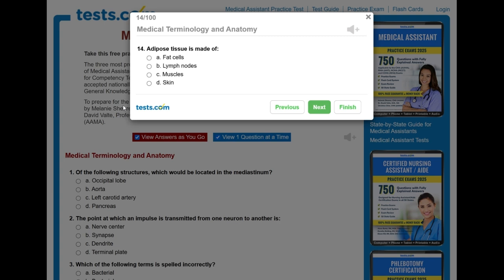Question 14. Adipose tissue is made of A. Fat cells. B. Lymph nodes. C. Muscles. D. Skin.